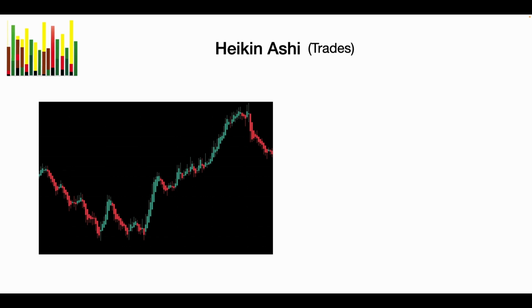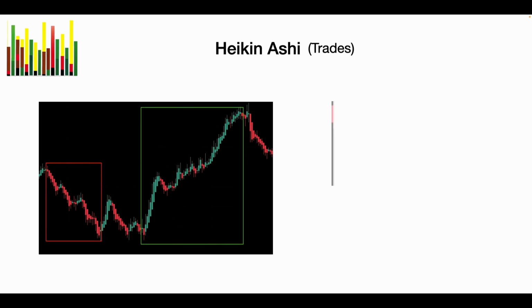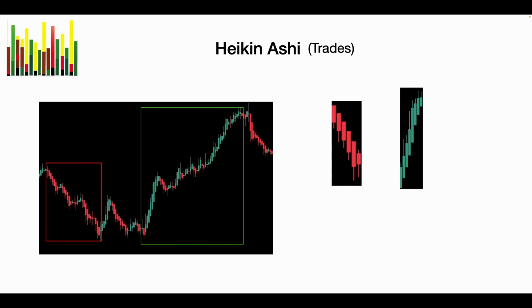When the color of the candles in a Heikin Ashi chart is red, that indicates a downtrend, while when the color is green, that means we have an uptrend. So, we have a bearish trend when there are consecutive red candlesticks without upper shadows, and we have a bullish trend when there are consecutive green candlesticks without lower shadows.